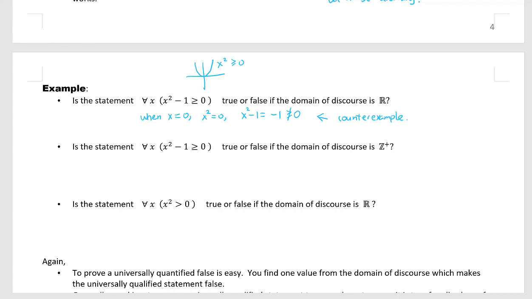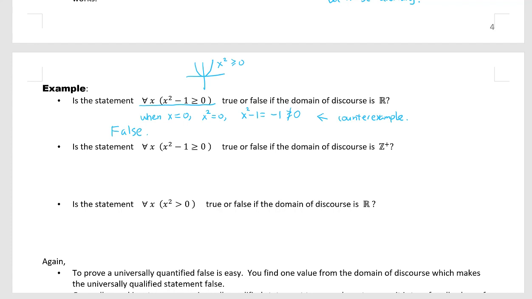So the statement is false. Okay, everybody? Yes, because the statement is for all x. As long as we find one value such that this does not work, then we can show it's false.